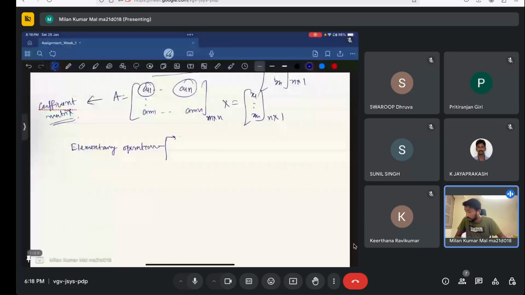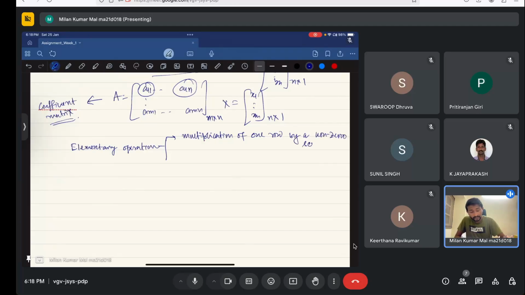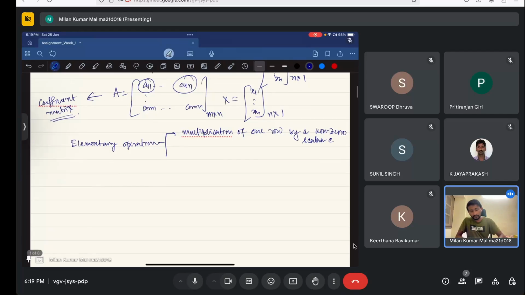So elementary operations: multiplication of one row by a non-zero scalar. Why a non-zero scalar? Because if you take zero, then that equation will vanish. You can't multiply an equation by zero; that equation will vanish, so that will not be effective.